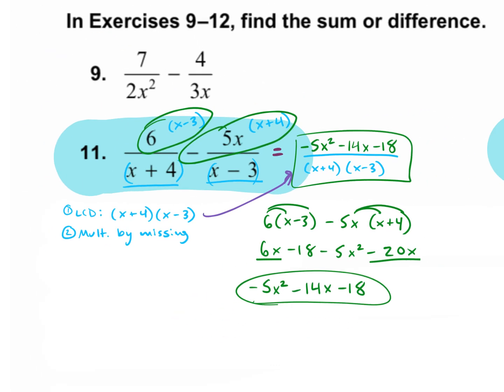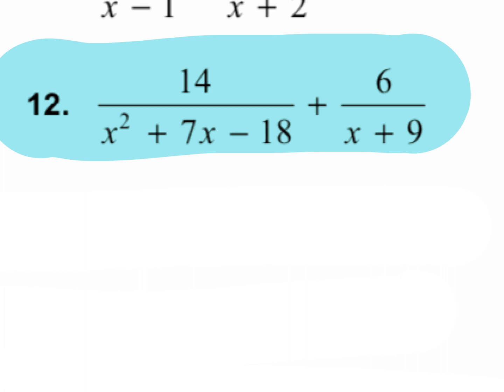All right, let's do 12. So first thing we want to do is find our least common denominator. So let's factor our first denominator. What are two factors of negative 18 that add to 7? Negative 2 and positive 9. Perfect. So this is x minus 2 and x plus 9. Our second denominator is just x plus 9.